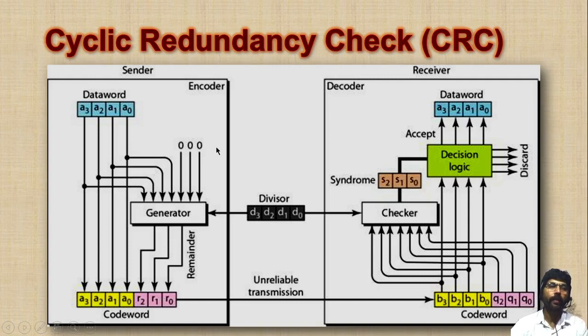We studied that we have a sender and a receiver here. The sender has an encoder and the receiver has a decoder. Now we will study how this encoder works, how it actually performs the operation. Then we will also study how the decoder performs its operations. For that, first we will study the encoder.